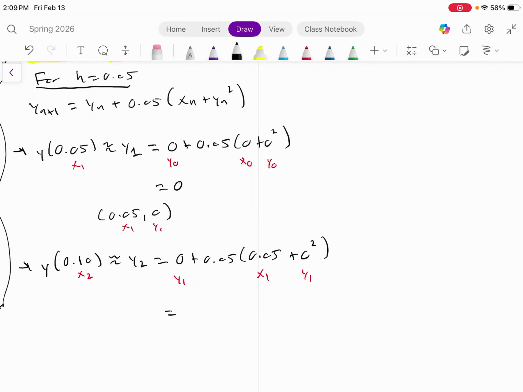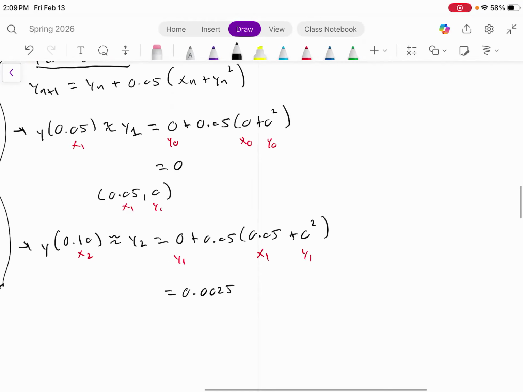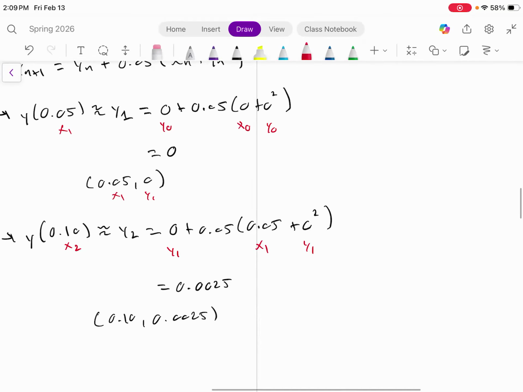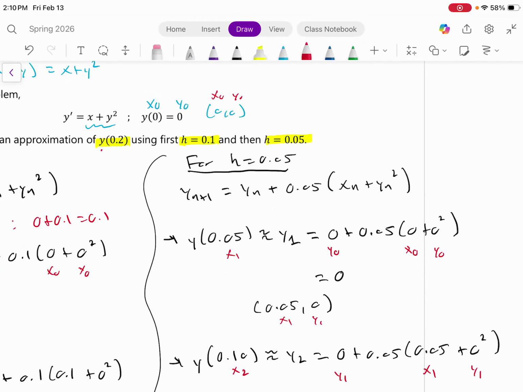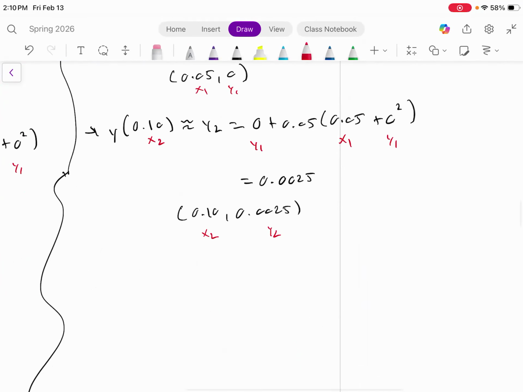But let's go ahead and calculate this. What this becomes is 0.0025. And so I have the point 0.10, 0.0025. Okay, and that's my x2 and y2. Okay, remember, we still want to get up to y of 0.2. So the 0.05 step size is taking a little longer than our previous step size of 0.1, but we'll get there.